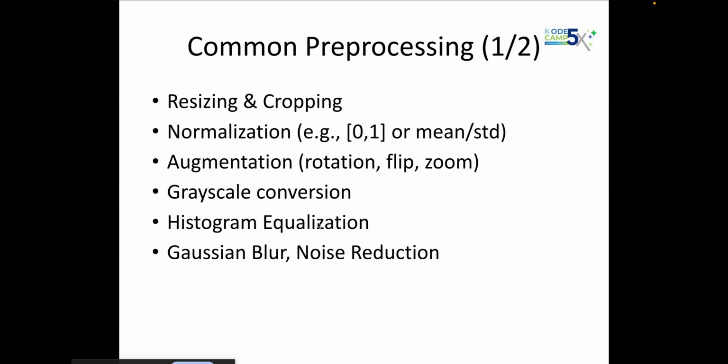Histogram equalization, Gaussian blur, noise reduction. All these things are part of pre-processing. Gaussian blur is just blurring the image. The noise reduction is reducing noise, right? Okay.